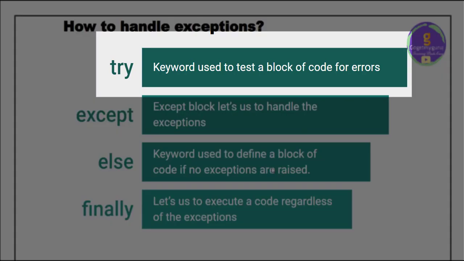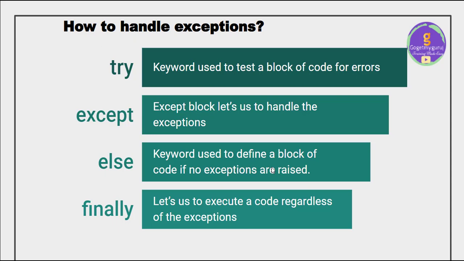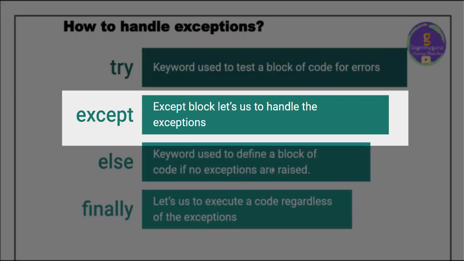First one is the try block. Try is a keyword used to test a block of code for errors. While writing a program, if you have a doubt that the user might enter wrong input or your IO device might misbehave, those sections can be kept in this try block. And then comes your except block.